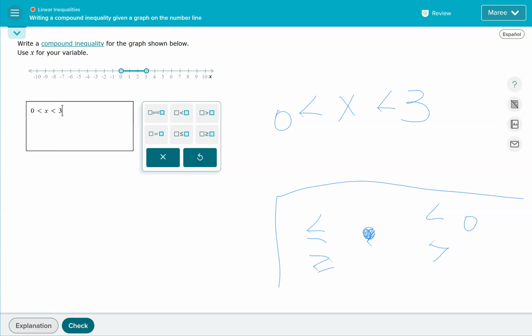So what this is saying, which I didn't do on the other ones, is that we're looking at all the numbers between 0 and 3, and we're not including 0 and 3. Because we don't have the or equal to, we're not including them. But we're including all the decimals, all the fractions, everything between 0 and 3, just not including those two numbers.